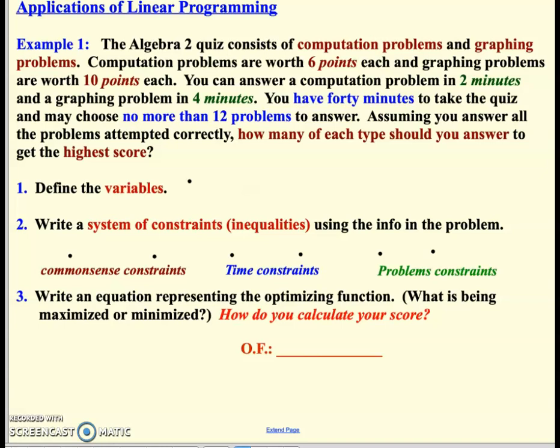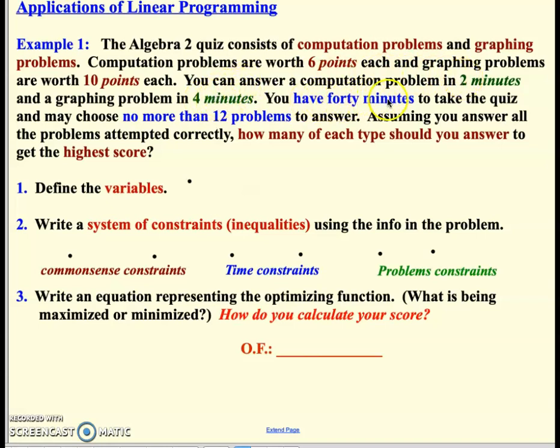But before you can do any of that, you have to create what the problem tells you. As we read through, we're going to do two kinds of problems. We're taking a quiz. We've got computation, so calculation problems, and graphing. It gives you some point values, what they're worth, and then it gives you some limitations. So 2 minutes for computation, 4 minutes for graphing.